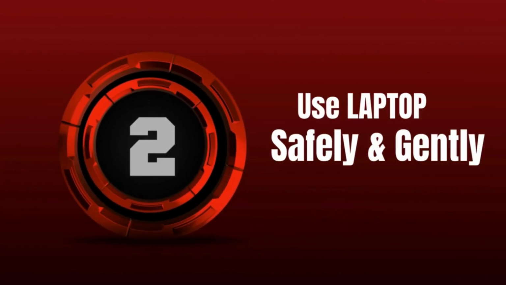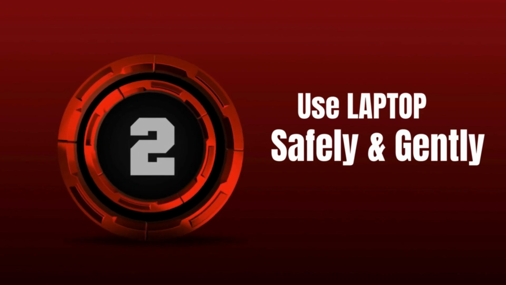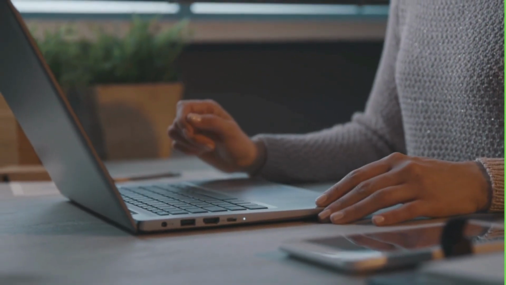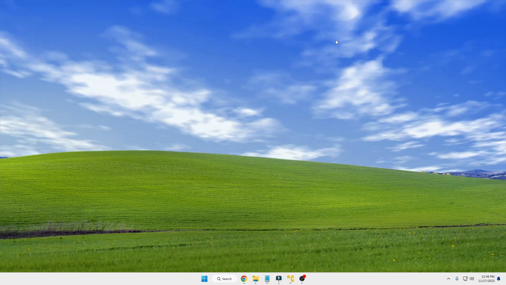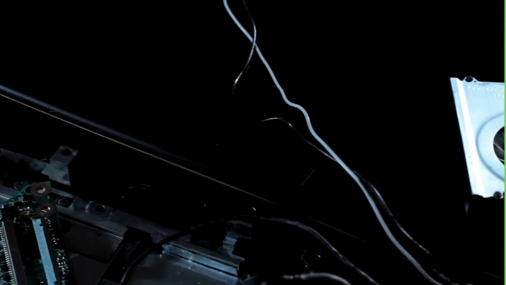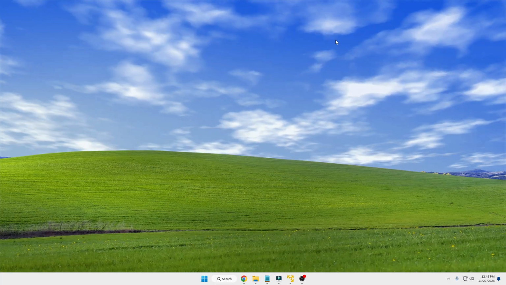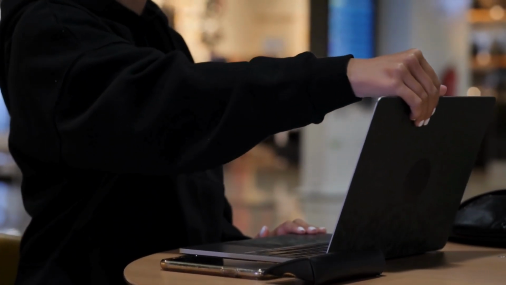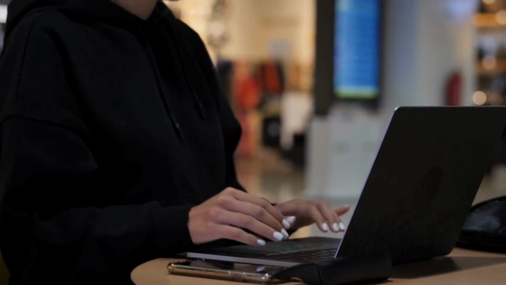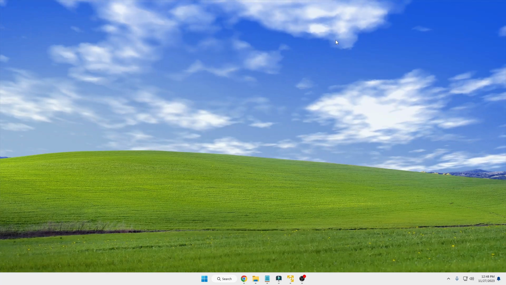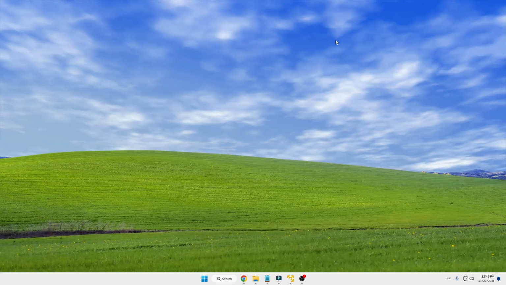Number two, use your laptop carefully. I have seen many people, while opening and closing their laptop, use it so roughly that it directly affects the hinges of the laptop. That can break your hinges, or maybe make them looser. So what you have to do is very simple. Whenever you use it, gently open it and gently close it so that it does not affect the hinges, because even the hinges are very costly and you have to spend a lot of money replacing them.